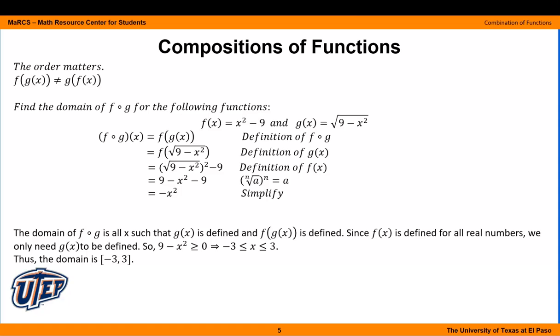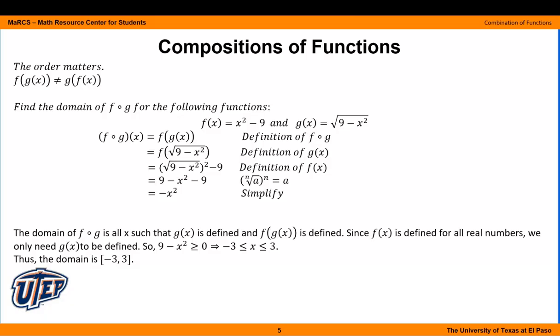Step 4 is to determine the domain. The restriction comes from the square root. The expression inside the square root must be greater than or equal to 0. So 9 minus x squared must be greater than or equal to 0. Solving this means we get x is between negative 3 and 3, including negative 3 and 3.